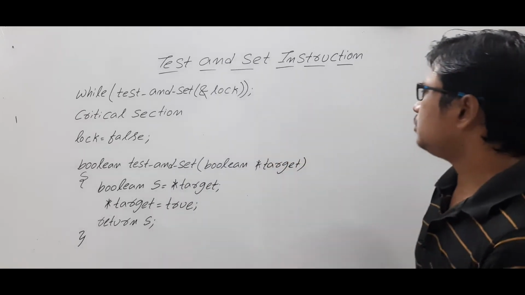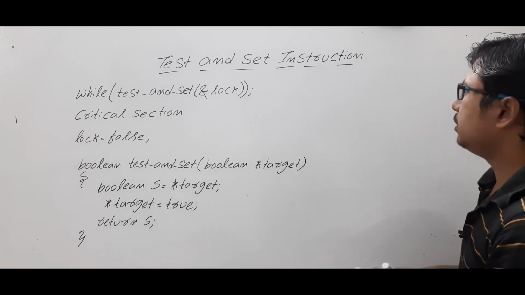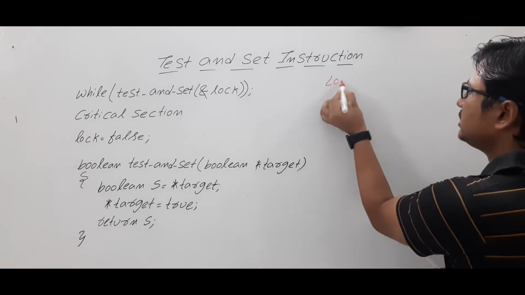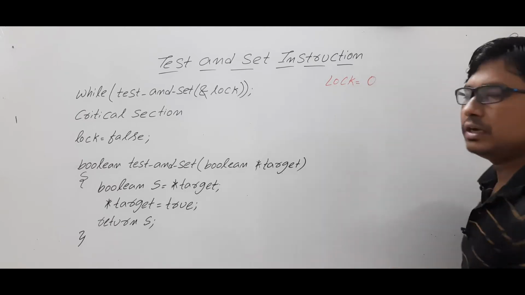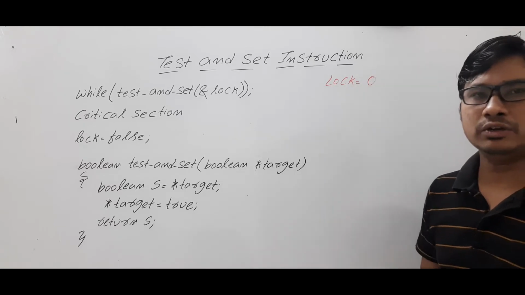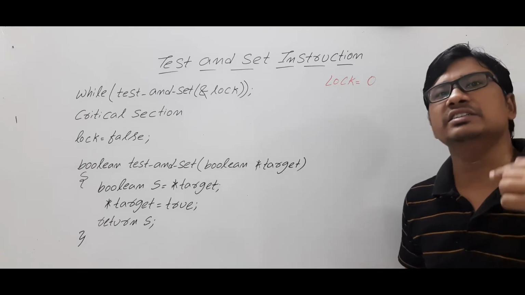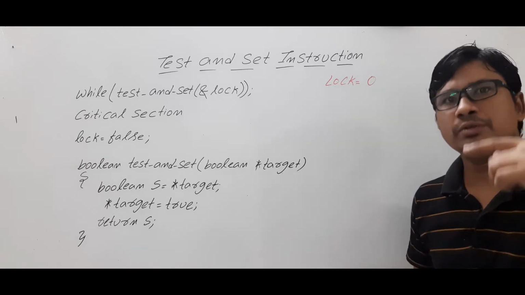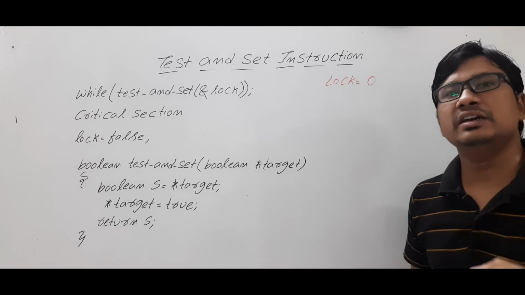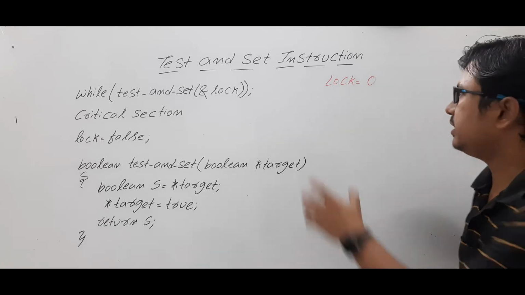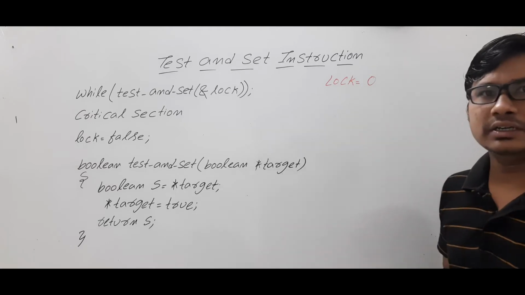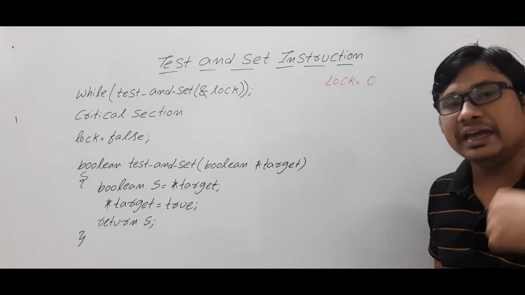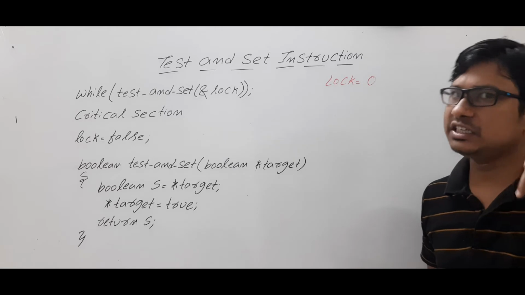Okay, so when it comes to the lock variable, initially we initialize the lock variable as 0. If the lock variable is equal to 0, it means the critical section is vacant. If the lock variable is equal to 1, the critical section is occupied. Initially the lock variable is equal to 0, and we know that we will have an entry section, critical section and exit section.